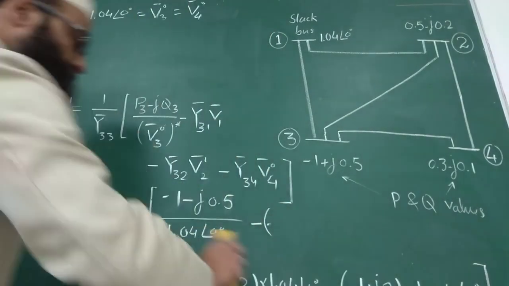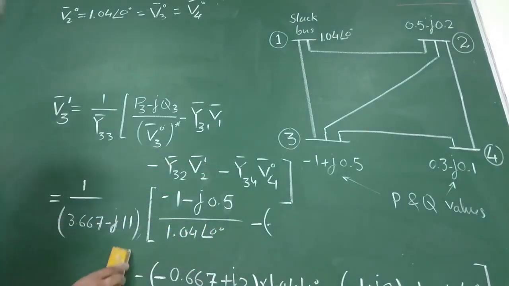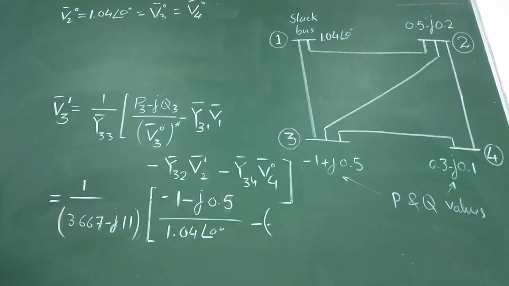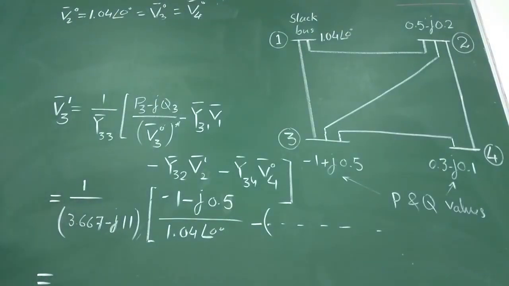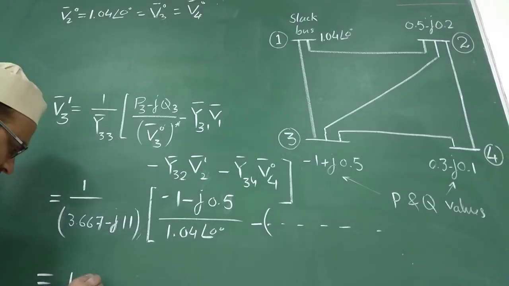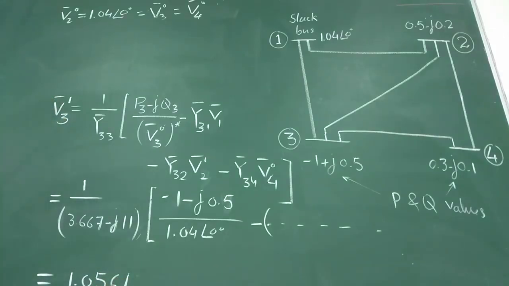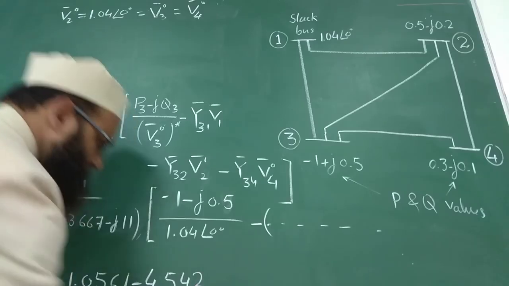Okay, just put the values. You know how to put the values now, right? Everything is written now. So I am writing directly the value of this phasor. So whatever this is coming out to be, anyone yet not calculated? So directly write 1.056 angle minus 4.542 per unit.